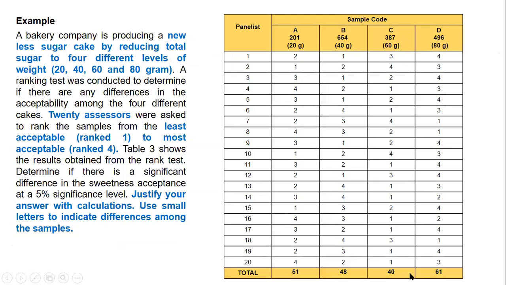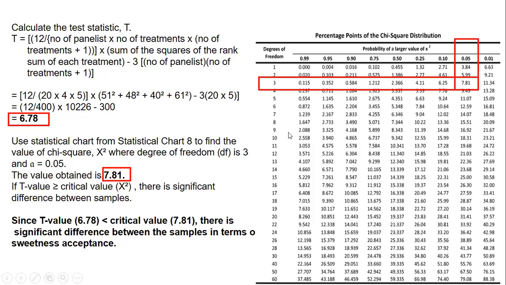We total up already, and then you need to square each treatment total: 51 square, 48 square, 40 square, 61 square, and then minus 3 times number of panelists times number of treatments plus 1, which is 4 plus 1. And then finally we get 6.78. Keep this value first.